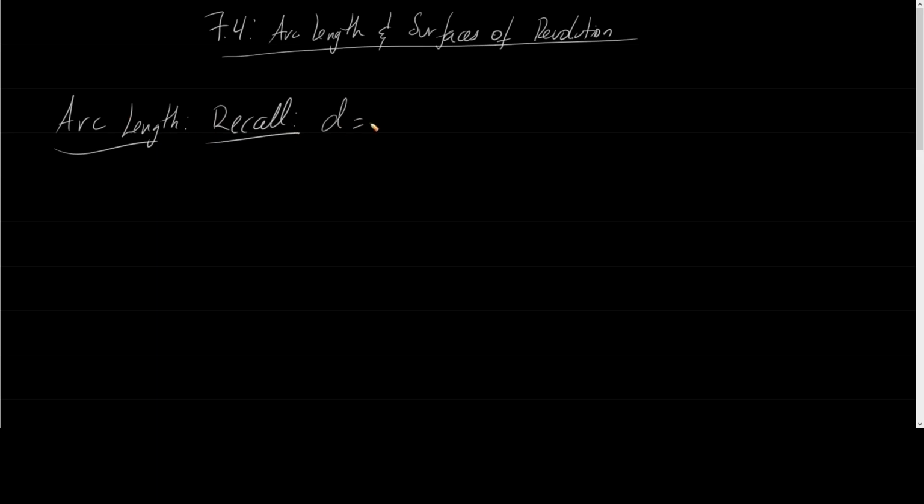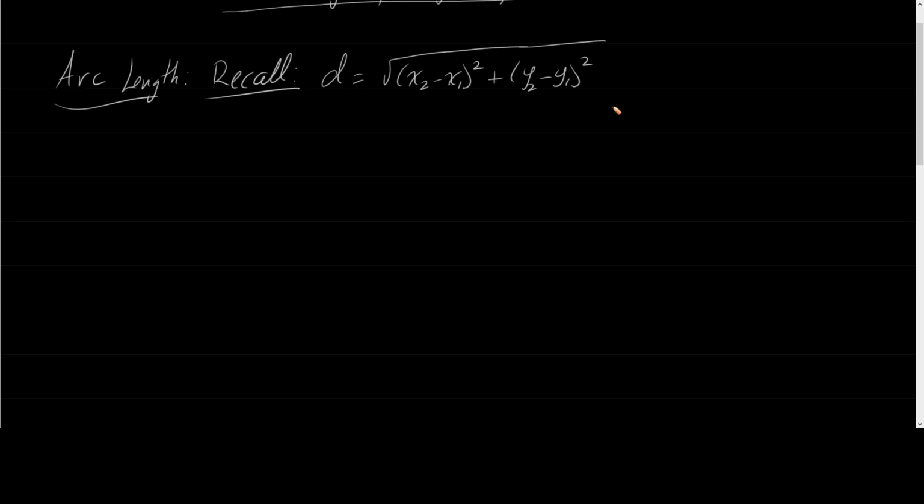The distance formula is the square root of (x sub 2 minus x sub 1) squared plus (y sub 2 minus y sub 1) squared, right? And that distance formula is for linear distance, the distance along a straight line. So let's see how we're going to use that to figure out the length of an arc, the length of a curve.